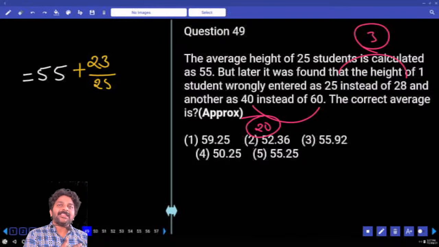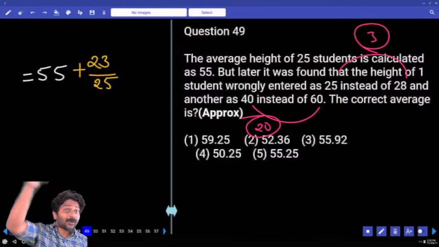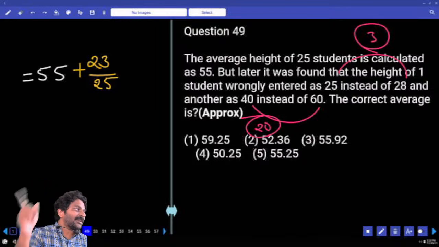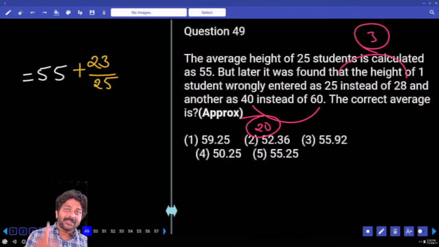My point is, 23 is coming from 2 students, so I want to divide that with 2. Can I do that? Why 25 then? Because we are trying to calculate the average for the whole class. So that should be divided with 25 only.